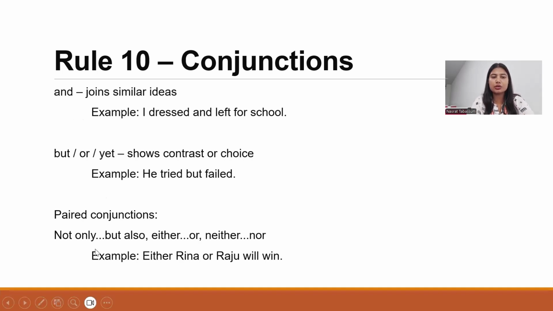Paired conjunctions: not only, but also; either, or. Either Ram or Rahul is going to take you to the hospital. Neither Rahul nor Ram came to class today. Not only a chocolate, he also gave a pen in the ritual.